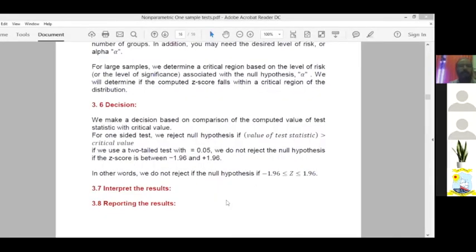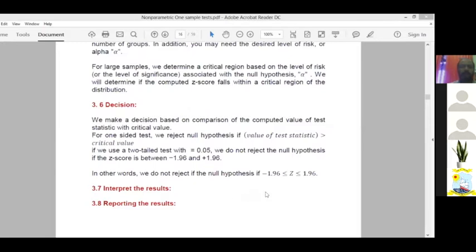Okay, so now we have to take the decision. We make a decision based on the comparison of the computed value of the test statistic with the critical value. For a one-sided test, we reject the null hypothesis if the value of the test statistic is greater than the critical value. If we choose a two-tailed test, with alpha 0.05, we do not reject the null hypothesis if the z score is between minus 1.96 and plus 1.96.